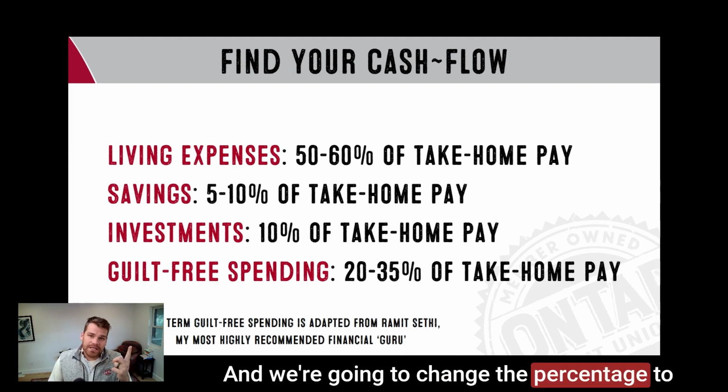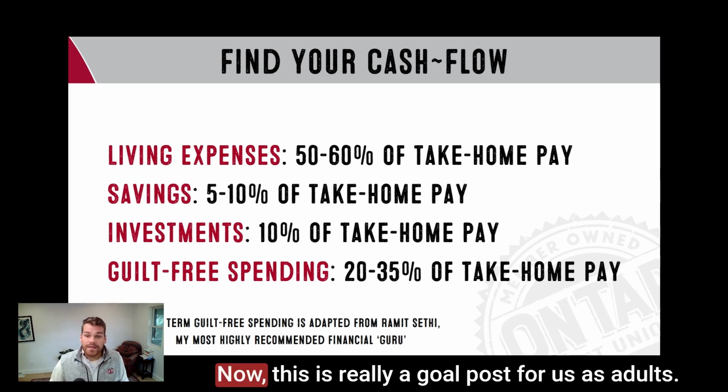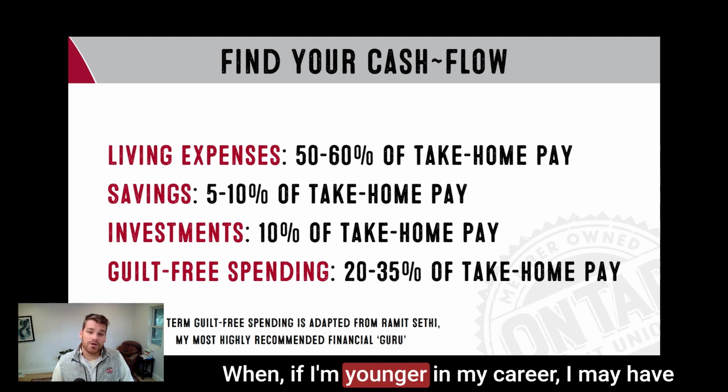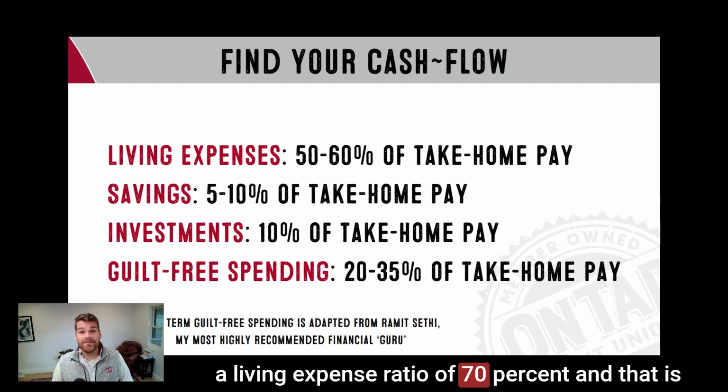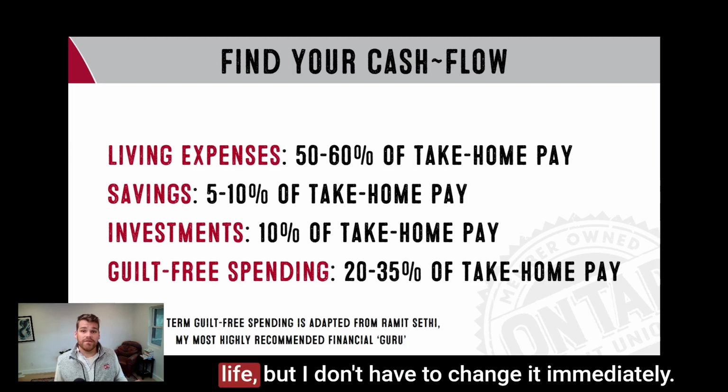And we're going to change the percentage to be between 50 to 60% of take-home pay. Now, this is really a goalpost for us as adults. If I'm younger in my career, I may have a living expense ratio of 70%. And that is going to put stress on other parts of my financial life, but I don't have to change it immediately. Maybe I can.